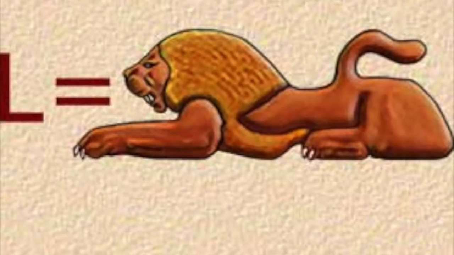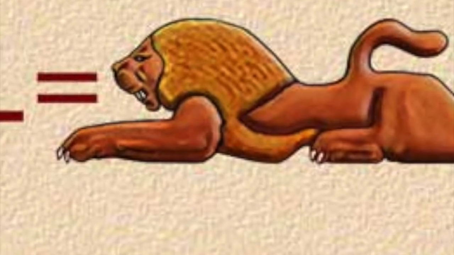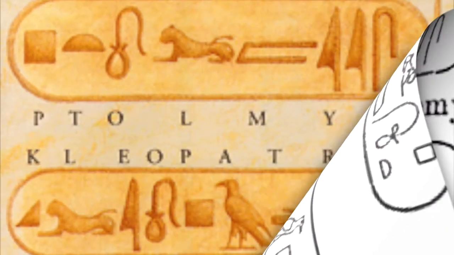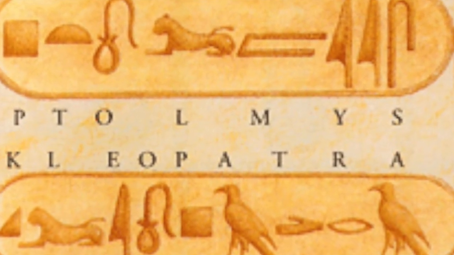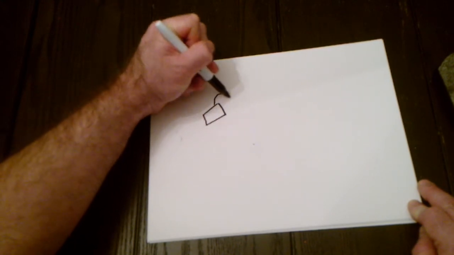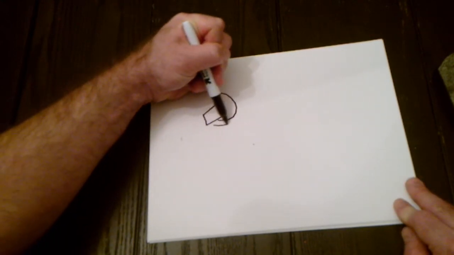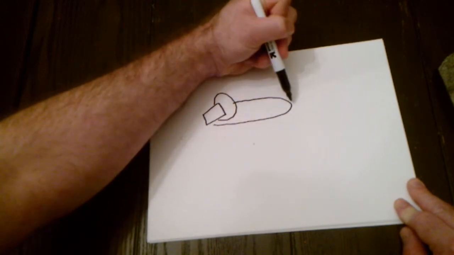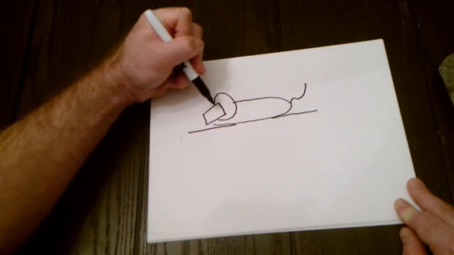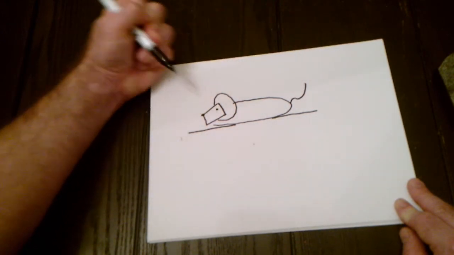Next up is the L, which is a lion. Now, this is not an ancient Egyptian letter. This was added by the Greeks to spell out names like Ptolemy and Cleopatra. But you're going to still find it often, and it's an important one to learn. Start with the snout, then loop around for the mane, the body, leg number 1, leg number 2, a little tail, dot for the eye, and dot for the nose.